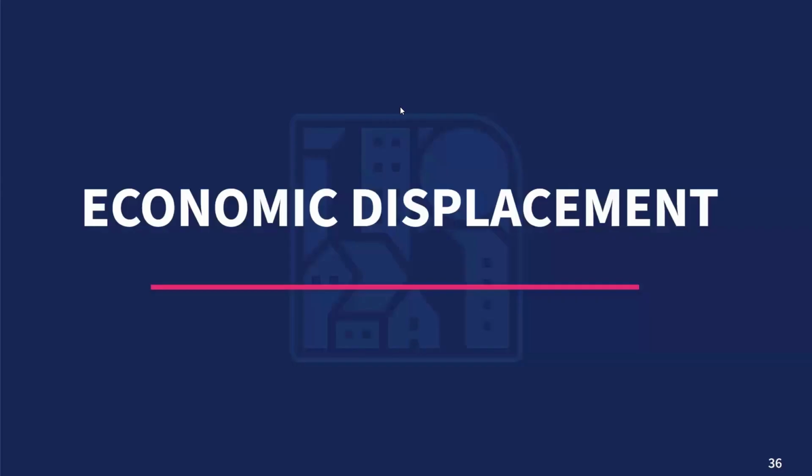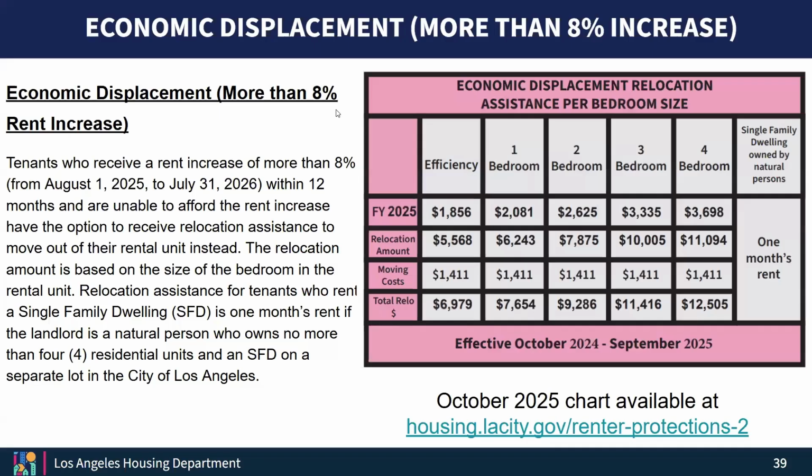Next slide. Economic displacement. Tenants who receive a rent increase of more than 8% from August 1st, 2025 to July 31st, 2026, and within 12 months are unable to afford the rent increase, have the option to receive relocation assistance to move out of their rental unit instead. The relocation amount is based on the size of the bedroom in the rental unit.